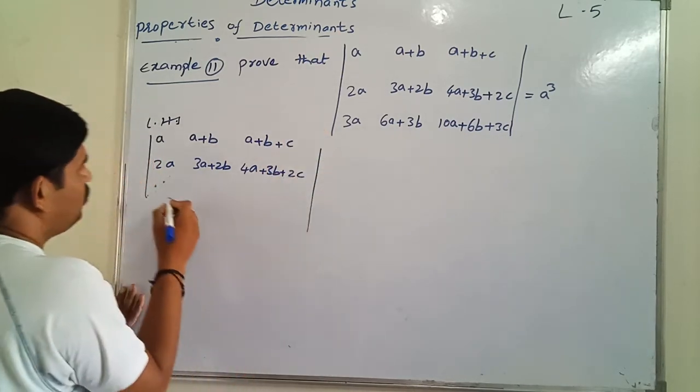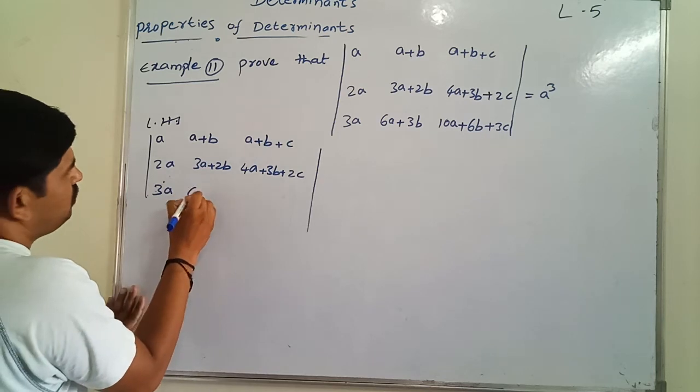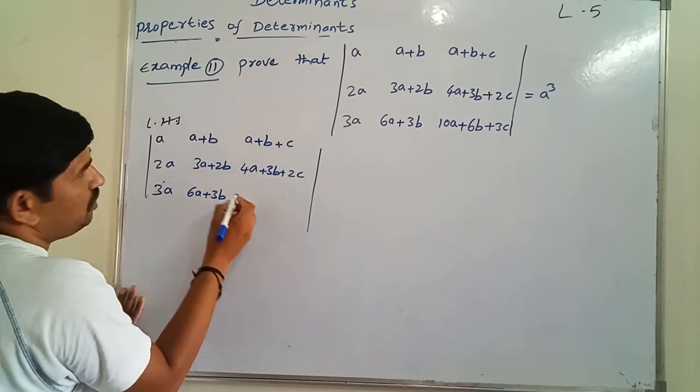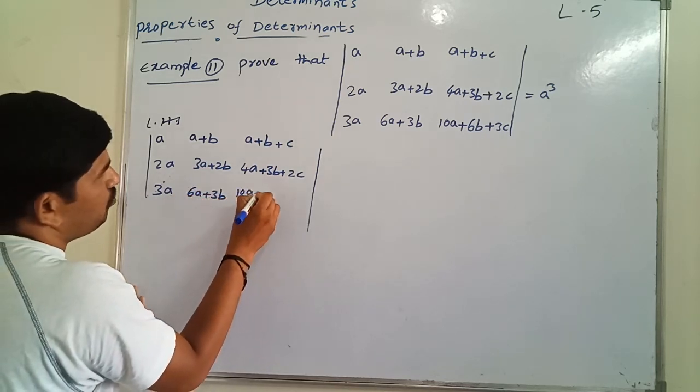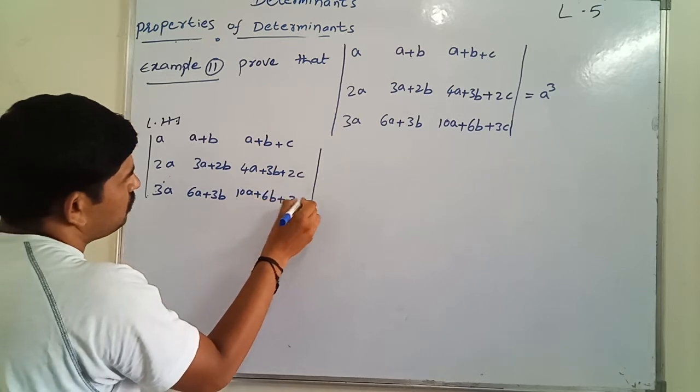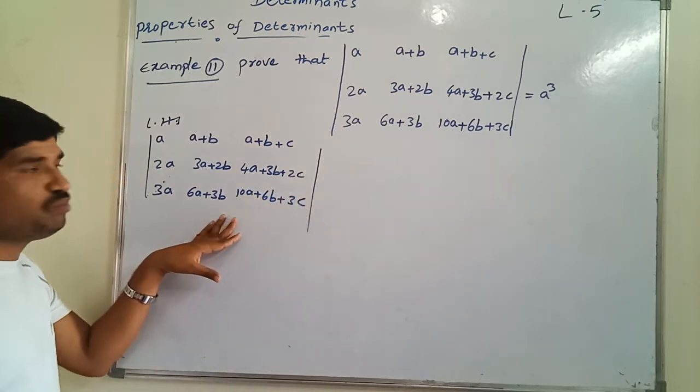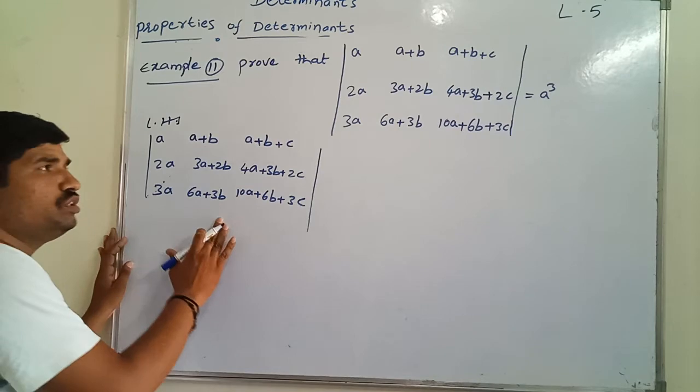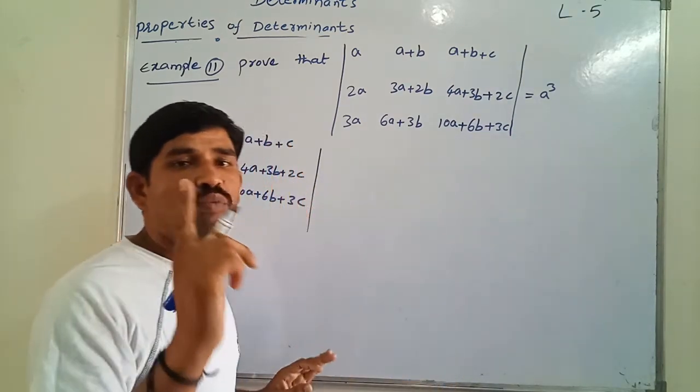2C. Next one is what? 3A, 6A plus 3B. Next 10A plus 6B plus 3C. This is the LHS part. Now we have to get the solution A cube by using the row operations.